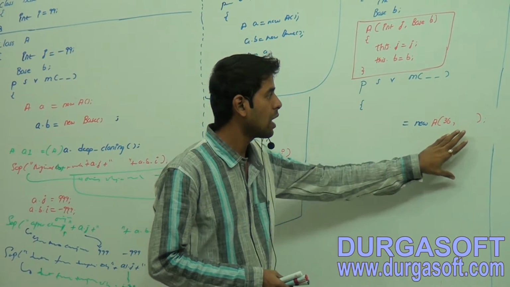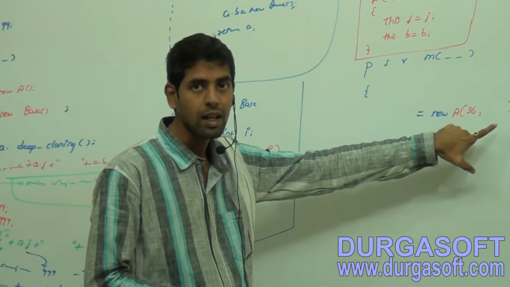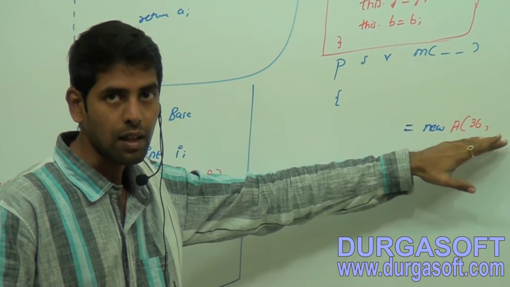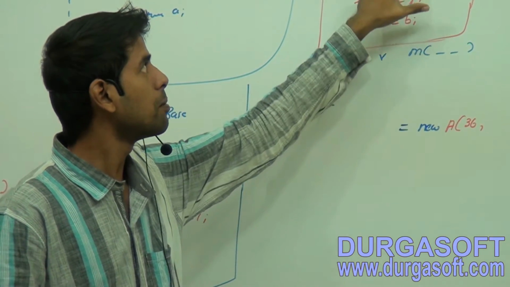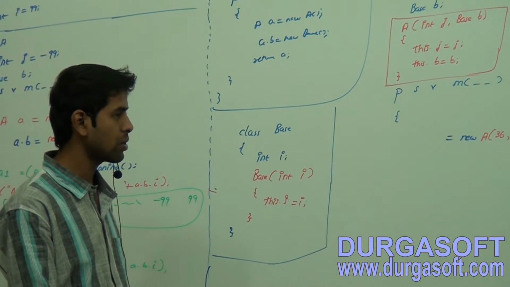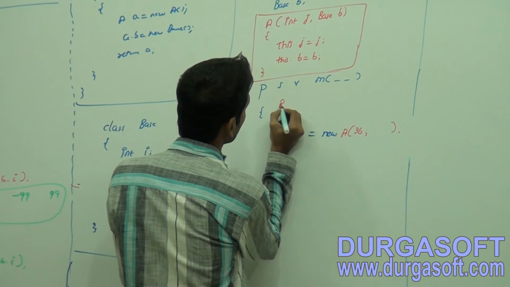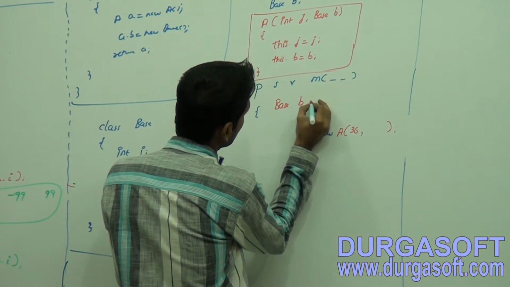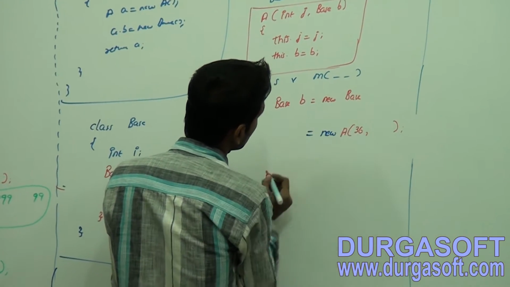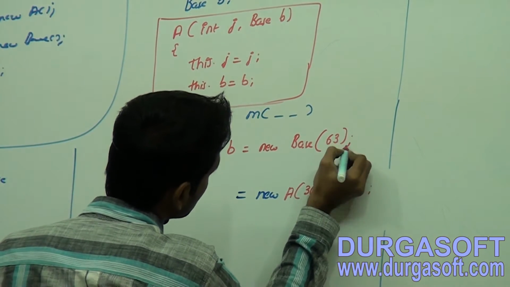So here we have to pass what? Base class instance reference. So before this constructor creation, you have to create what? Base class object. Okay, so first let us create that base class object. Let it be Base b equals new Base of, let it be data as 63.